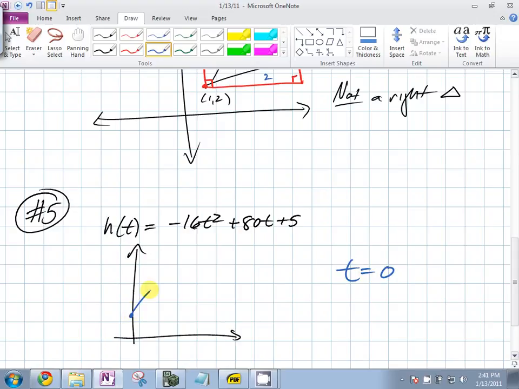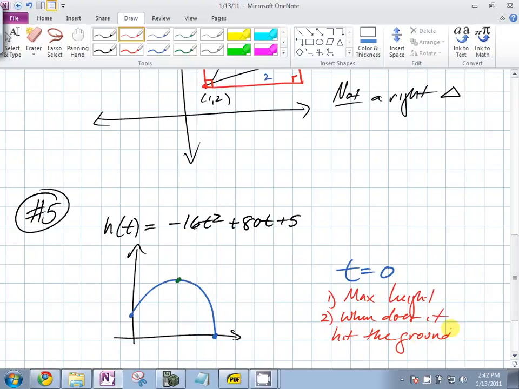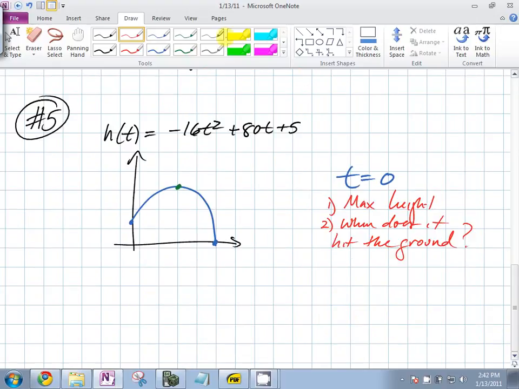This thing goes up and it goes down. The first part of this question asks for the max what? Height. Where is the max height going to occur? Vertex. Vertex, which is right up here. The second part of this question asks for when does it what? Hit the ground. What's a way to say that point? That's a positive x-intercept. There's the x-axis. The x-intercept is going to be right there.